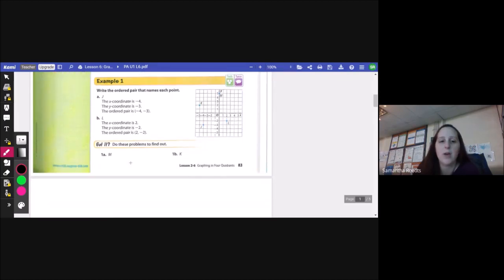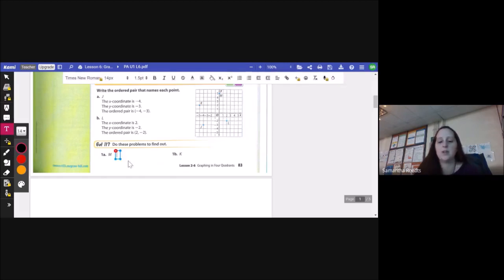Okay. So I want to write the ordered pair that names each point. So J, here's J. I went over -4 and down -3, so it's -4, -3. For L, I went over 2, down -2, so it's 2, -2. For M, it's here. I didn't go anywhere on my x, but I went up 5. So this one's going to be 0, 5. And then for K, I went over -5, up 2. So this one's going to be -5, 2.